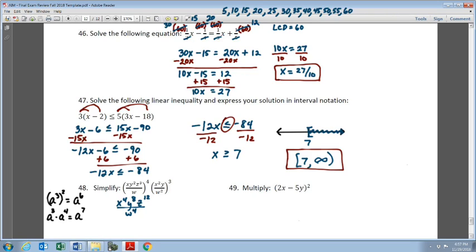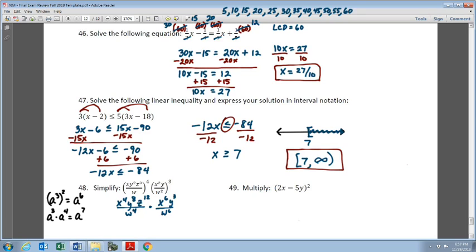And we'll do the same thing with the other parentheses. We got x squared cubed, so that'll be x to the 6th. Y to the 3rd power. In the denominator, we have w squared cubed, so power to a power will multiply. We get w to the 6th power.